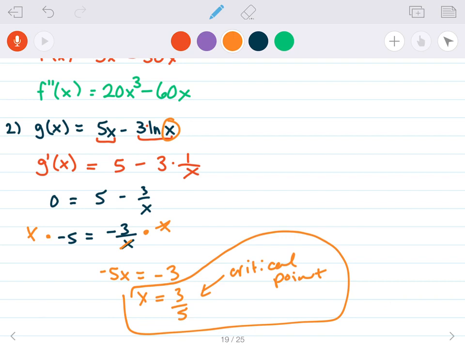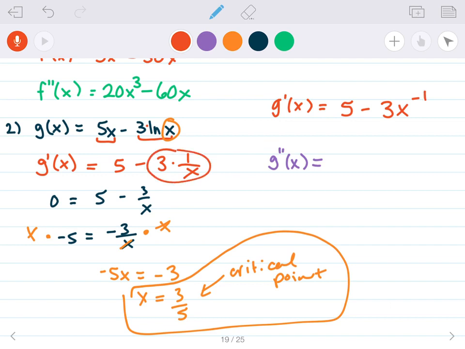Right, so let's see. What do I want to do next? I want to find the inflection points, and to do that, I need to find the second derivative. So my function, I'm going to rewrite g prime of x in the following way. I'm going to write it as 5 minus 3 times x to the negative 1, so I can go ahead and use the power rule. I just rewrote it like that.